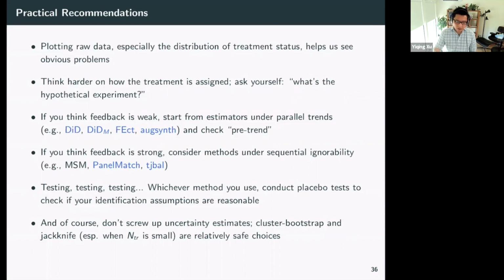Like in synthetic control, it is very difficult, but with some intermediate case, like if you have 20% of the units treated and you care about ATT, then the number of treated units is really important. And jackknife and cluster bootstrap are safer in those scenarios.